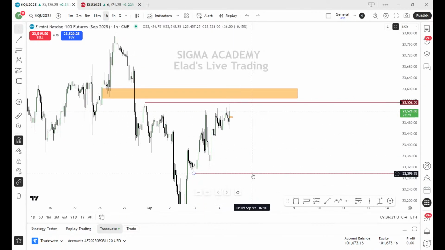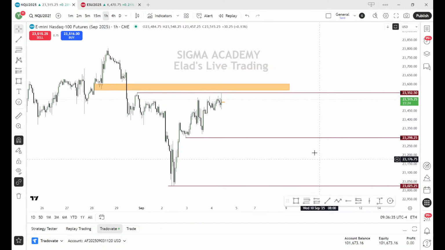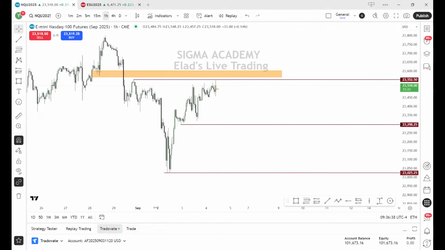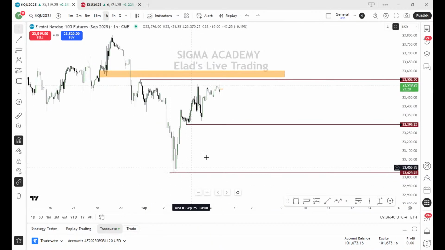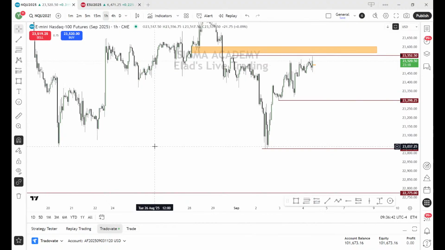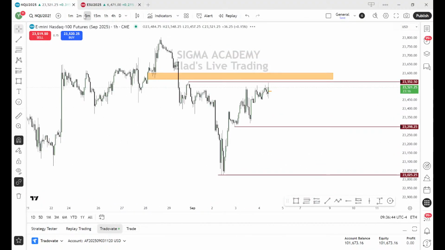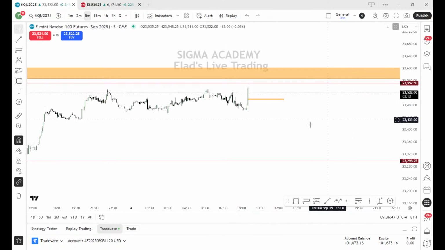The next target will be this low right here, and after that on the higher time frame will be those equal lows. For now we are waiting.